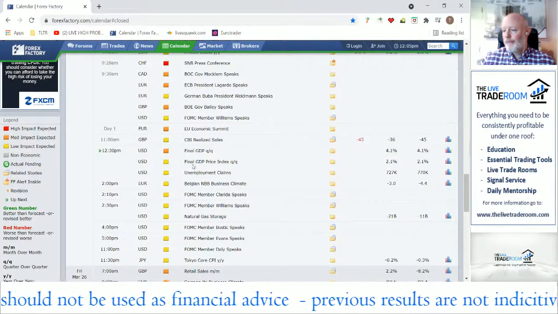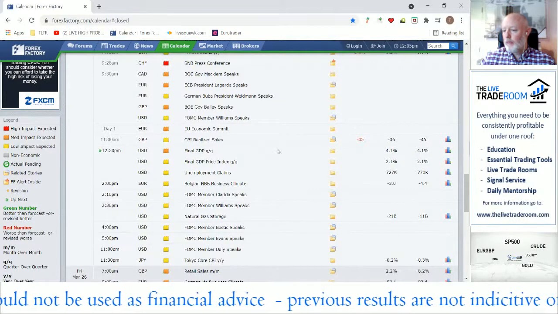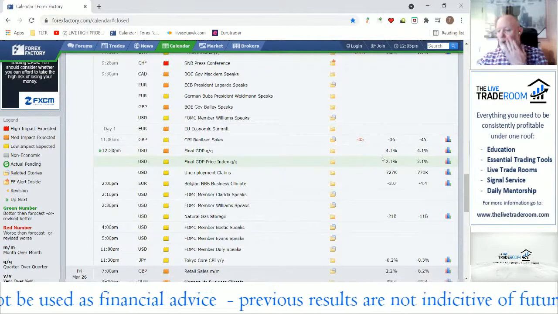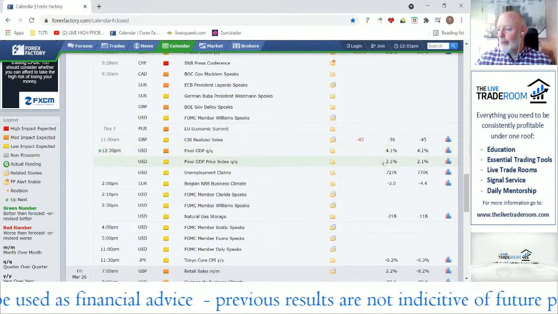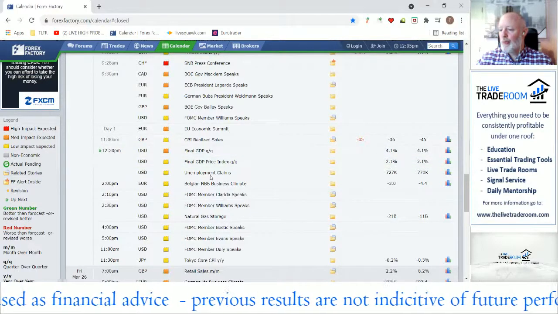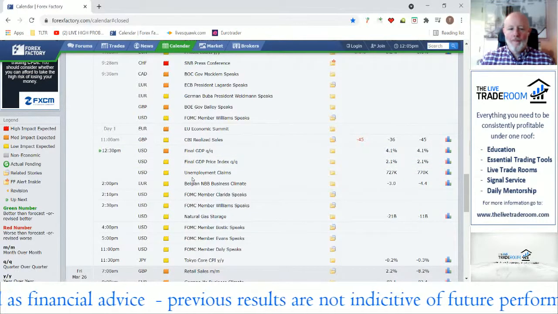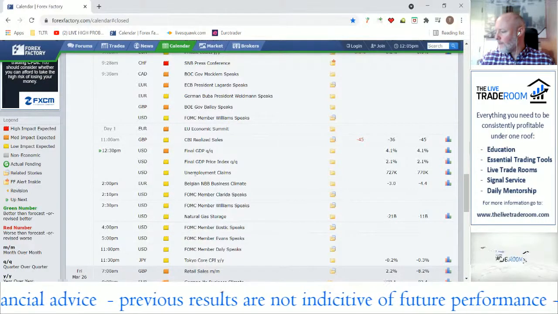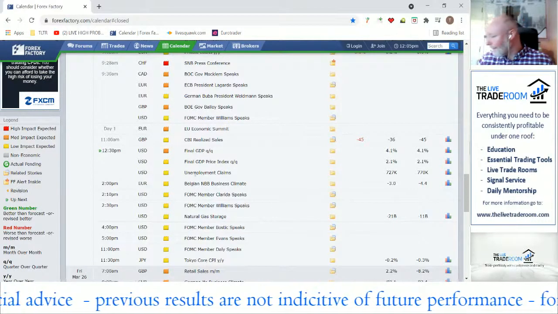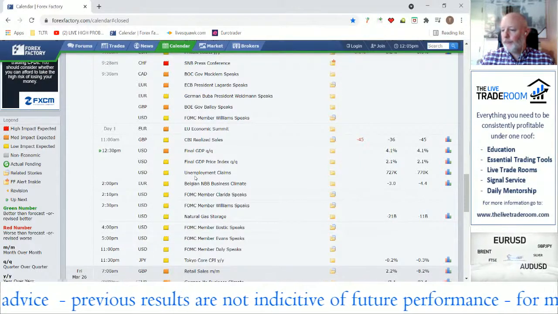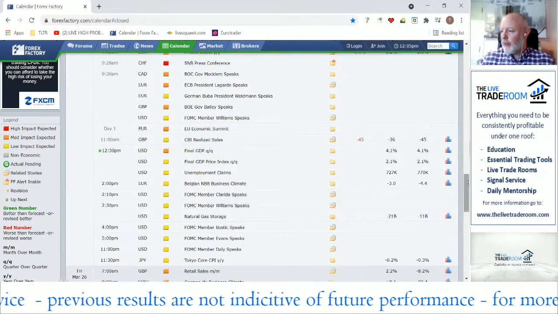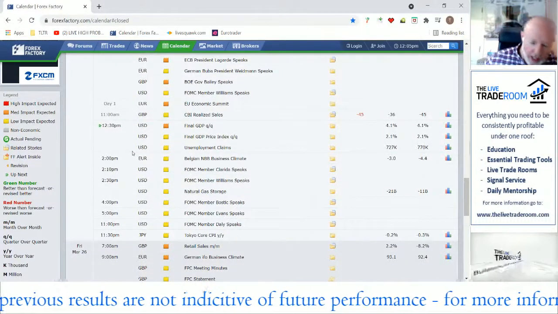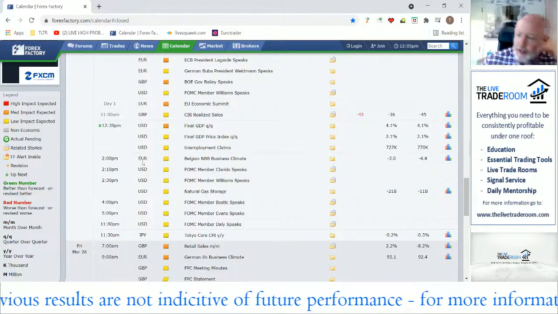Finally, for Q4, we get the GDP final reads. We're looking for it to stay unchanged with the prelim at 4.1%, with the GDP deflator expected to stay unchanged at 2%. Core PCE prices final as well expected to remain unchanged at 1.4%, with PCE prices expected to come in at 1.5% on a prelim of 1.6%. Okay, that's our squawk, so we just get live updates. We've got some news events impacting the US dollar in the next 10 minutes, so we'll prepare for that.